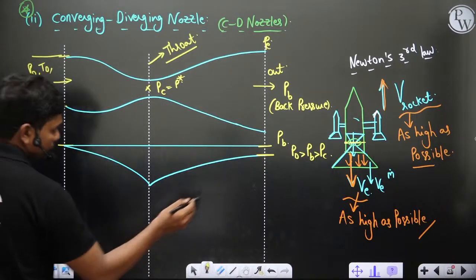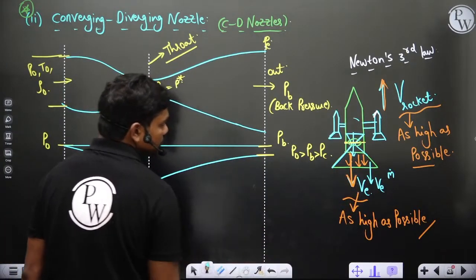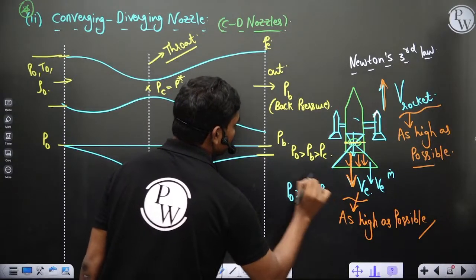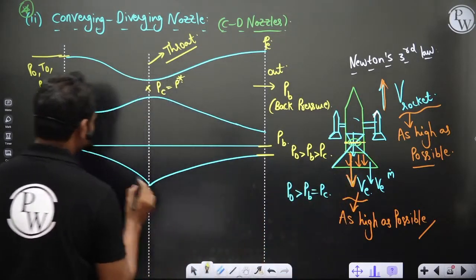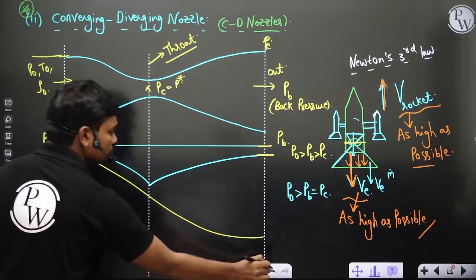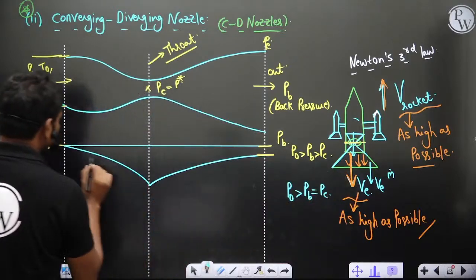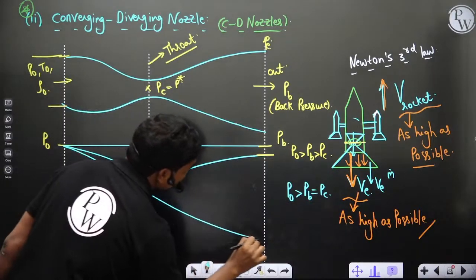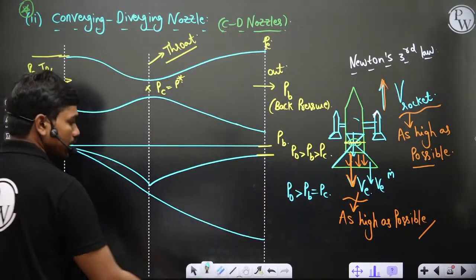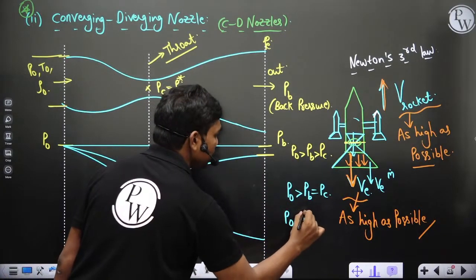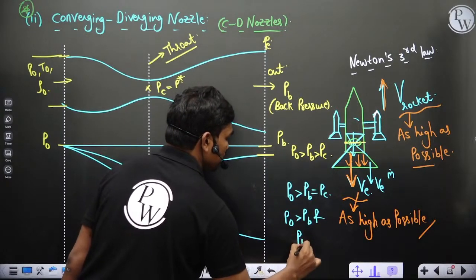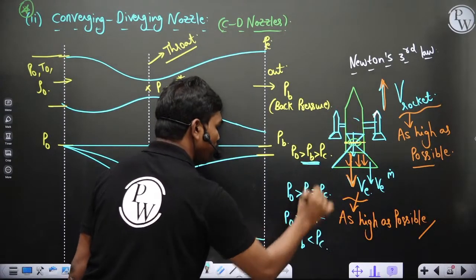And finally, if you further keep the things, P0 is greater than PB, of course, and this is equal to PC, then there is a sonic flow that happens like this here. If you further decrease this PB, if P0 is greater than PB and PB is less than PC, so this is the case. This is opposite to this.